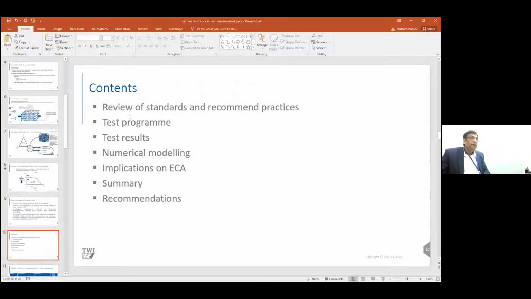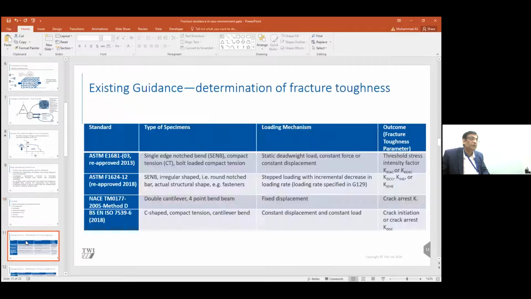He is working as the section manager of a section called numerical modeling within TWI. A brief summary of the contents. We started this work by reviewing existing guidance on determining fracture toughness of material under sour service conditions. Then I will briefly explain the test program, some of the test results and numerical modeling results, implications on engineering critical assessment, summary, and further recommendations.